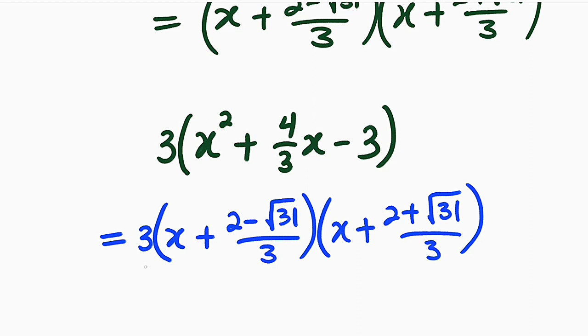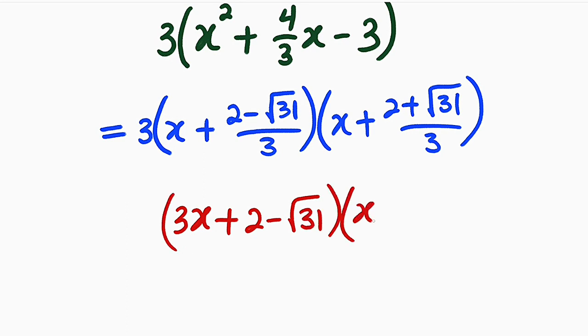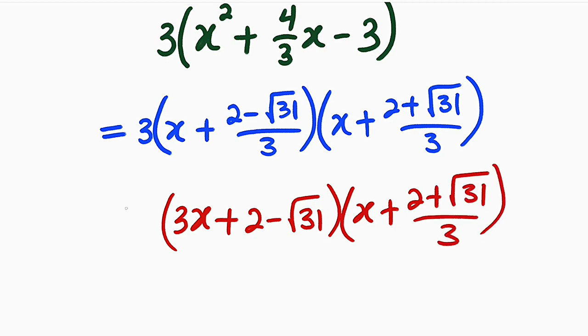We are done, but if you like, you can distribute this 3 inside. It doesn't matter. Let us do that. We have 3 times x, which gives us 3x, plus, if you multiply the second term by 3, it will eliminate the denominator, leaving 2 − √31. Then you multiply by the other factor, x + (2 + √31)/3.